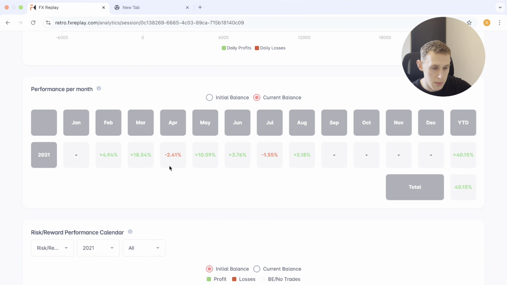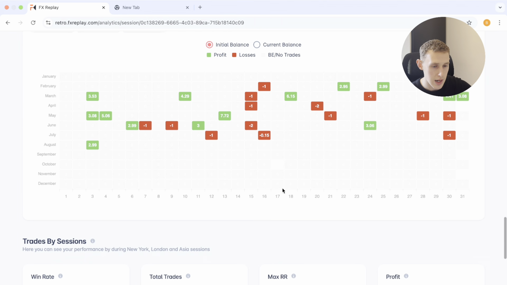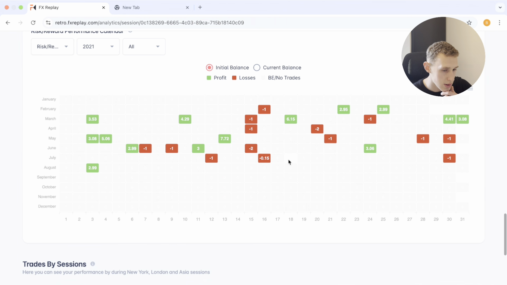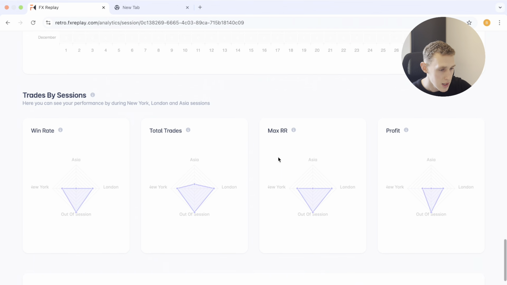Our worst month was minus 2.4%. You can see we did have a few losing months, but in general, the months were sort of in steady profit, which is very good going once again. You can see sort of a more detailed distribution of those wins and losses right here as well.